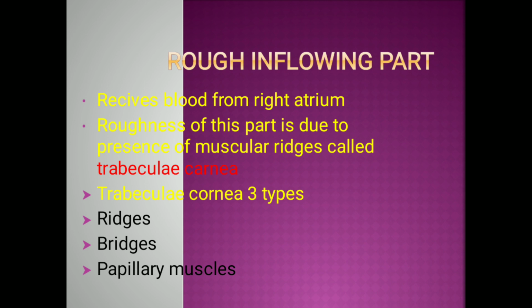Now we'll go into detail about the parts, first the rough inflowing part. The right ventricle receives blood from the right atrium. This part is very rough. Why? The roughness is due to the presence of muscular ridges called trabeculae carneae. The trabeculae carneae are of three types: ridges, bridges, and papillary muscles.